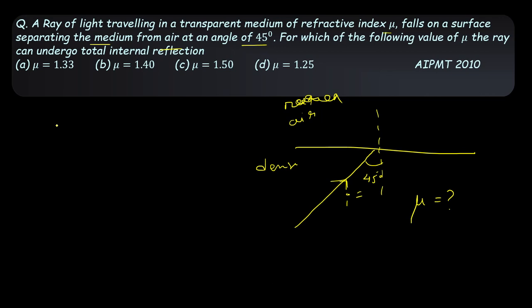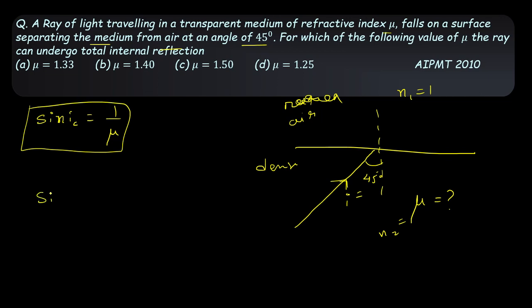Well, what is critical angle? Critical angle is this one. In this case, n1 is equal to 1 and n2 is equal to mu, right? Fine. We hold it for a moment. What is sine of 45 degrees? In this case, the angle of incidence is 45 degrees. Sine of 45 degrees is 1 by root 2, right?